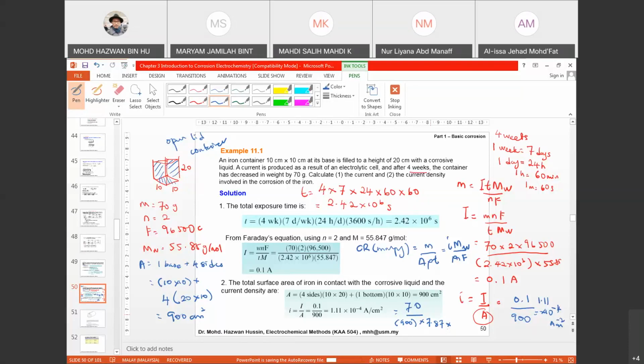Can someone try? Diana, boleh tolong try ke? Okay, jawapan dia 4.08 times 10 to the power negative 9. Is it? After I got 220360. Do you use the same formula, Mahdi? Yeah. Anyone got a different answer?